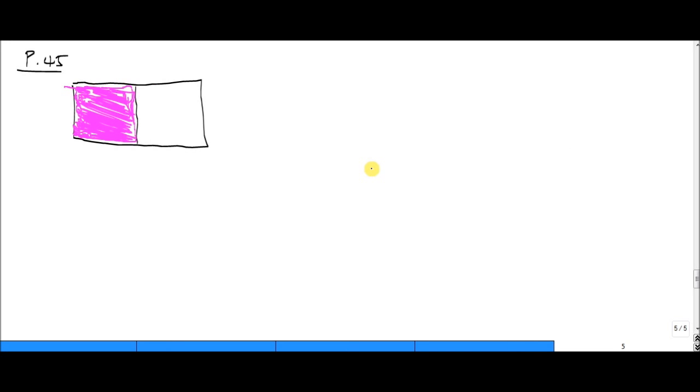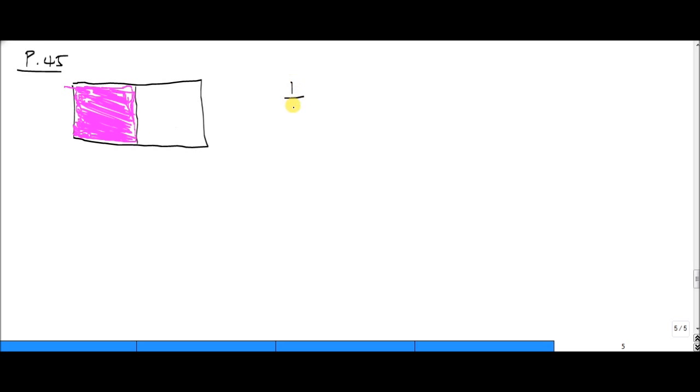So we're on page 45 now. We're looking at equivalent fractions. Equivalent fractions, as defined by the book, have the same value and therefore name the same amount. In class we came up with our definition that says equivalent fractions have different names but they have the same value. Here we have a rectangle, not a very pretty one, but it's divided into 2 pieces.